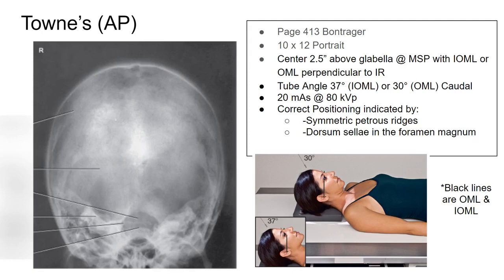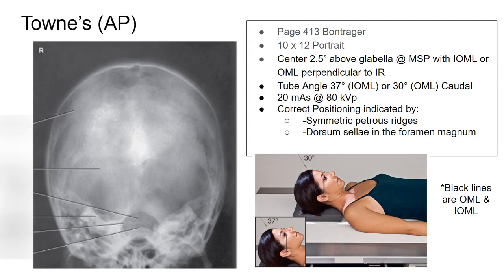And I want to caution you, when you are looking in Bontrager, chapter 11, the positioning section of the chapter is divided into skull, facial bone, and sinus. So I can do a Townes for the skull, but I can also do a Townes for facial bones. So be very careful when you're looking through the chapter that you're in fact looking at the correct exam. At the top of the page there's a long red bar, and in that bar it tells you, is this a skull projection, a facial bone projection, or a sinus projection? So just be mindful of that and just be careful.